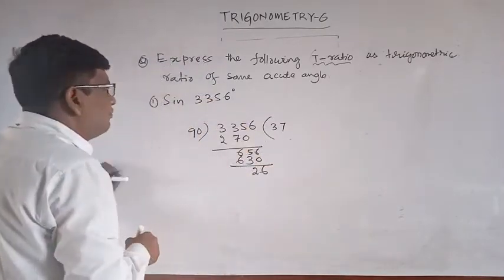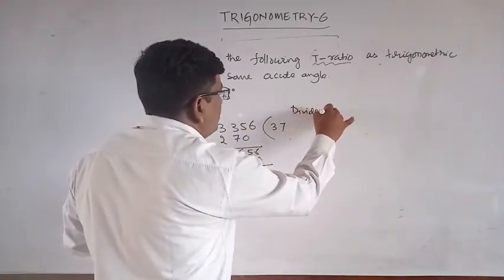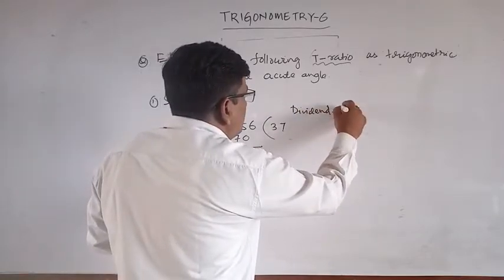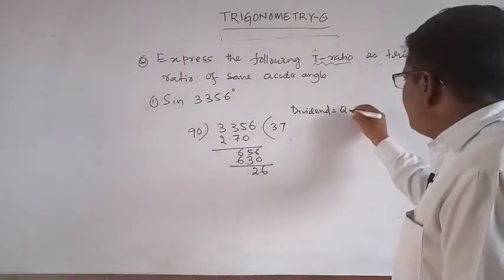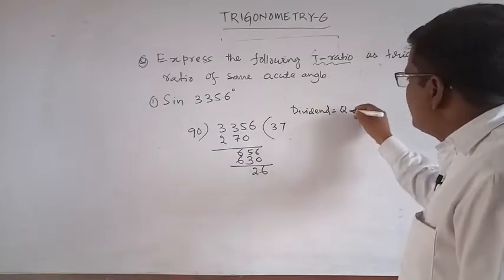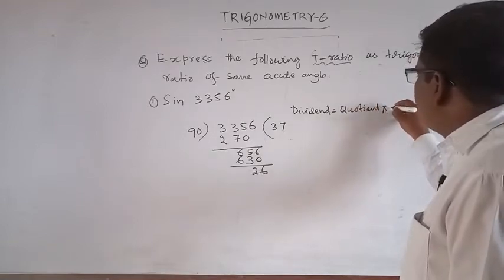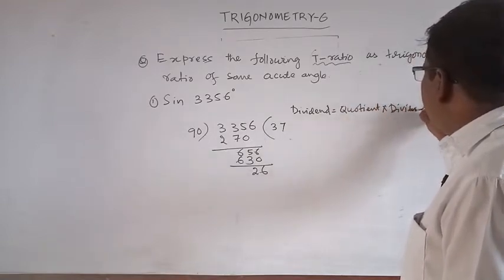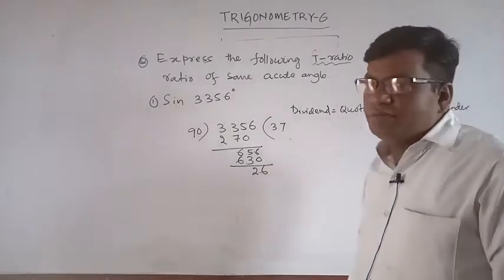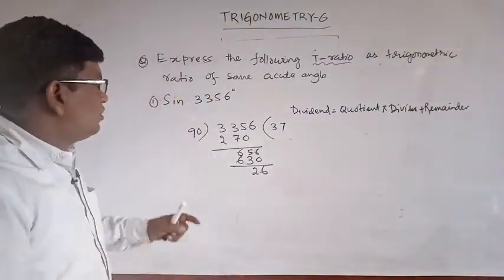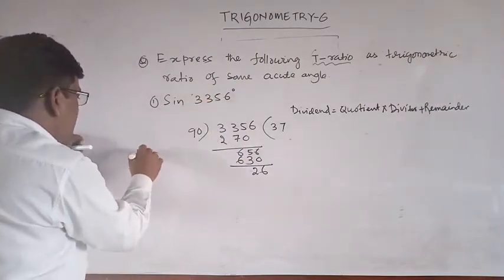We know that dividend is equal to quotient into divisor plus remainder. This is the division algorithm. So we can write here for this. This is the answer.